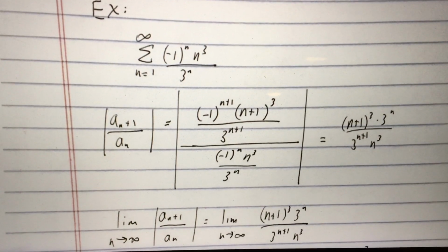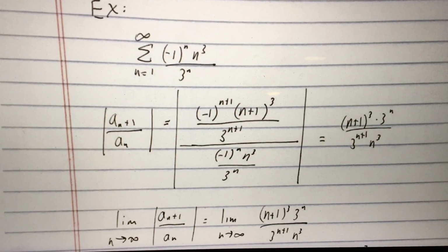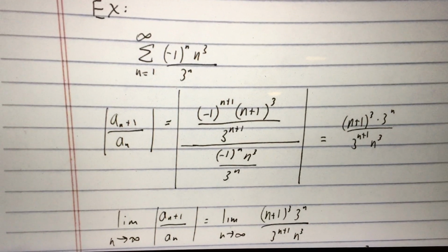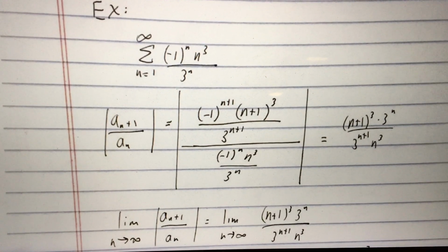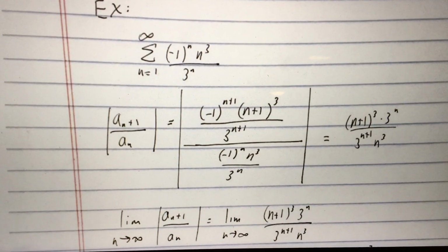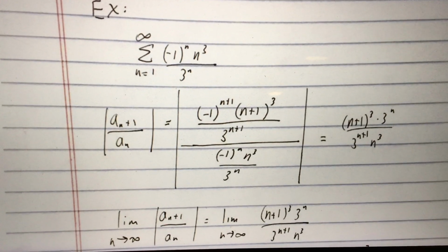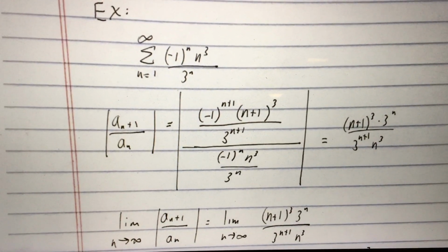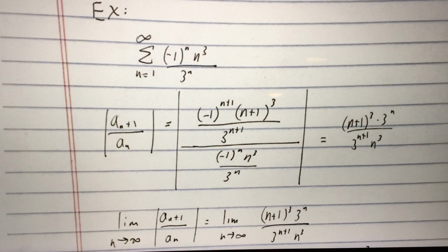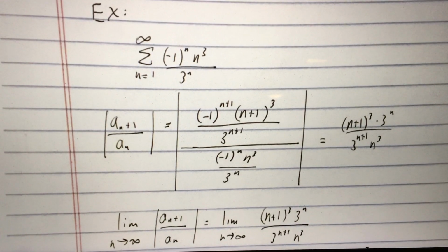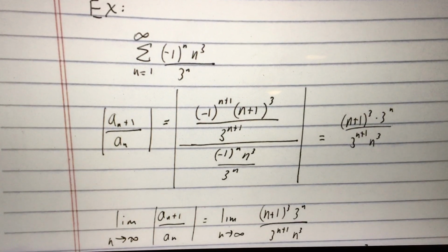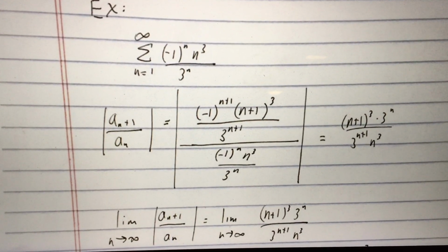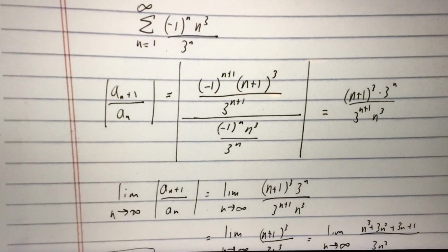Okay, so let's see. First of all, the absolute value bars are nice because they get rid of those minus 1's. Minus 1 to any power is either plus 1 or minus 1. The absolute value is just 1, so I got rid of all that. Then on top I had n plus 1 cubed over 3 to the n plus 1. And then I multiplied it by the flip of that fraction on the bottom. So times 3 to the n over n cubed. Now it's all positive, so I don't need absolute value bars anymore. They just got rid of the minus 1 for me.